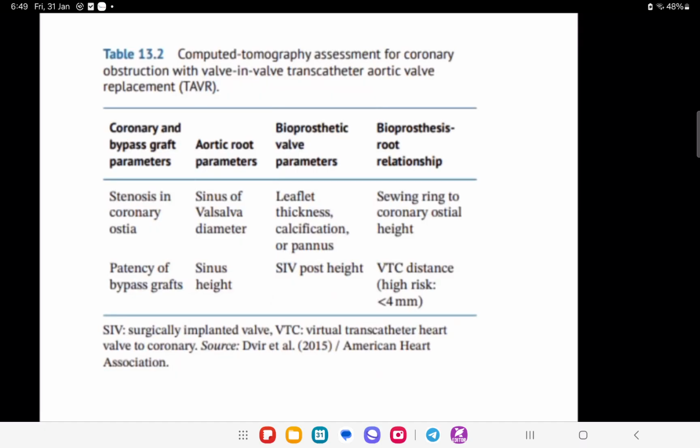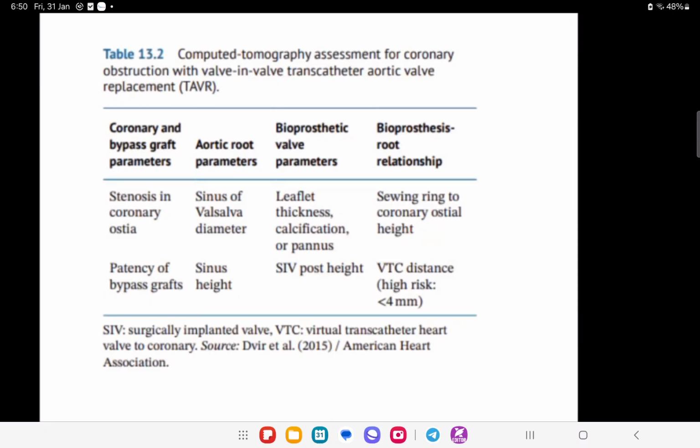CT assessment of coronary obstruction with transcatheter aortic valve replacements: coronary and bypass graft parameters, stenosis in coronary ostia, and patency of bypass graft should be seen. Whereas aortic root parameters are sinus of Valsalva diameter and the sinus height. Bioprosthetic valve parameters are leaflet thickness, calcification or pannus, and surgically implanted valve post height should be seen.